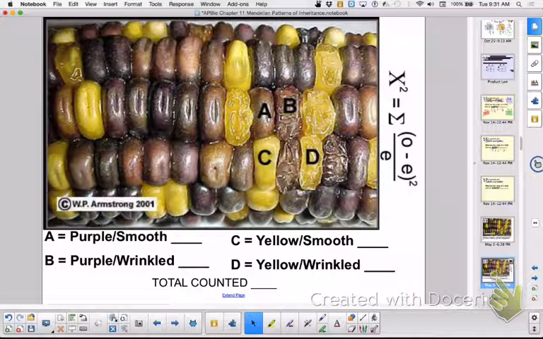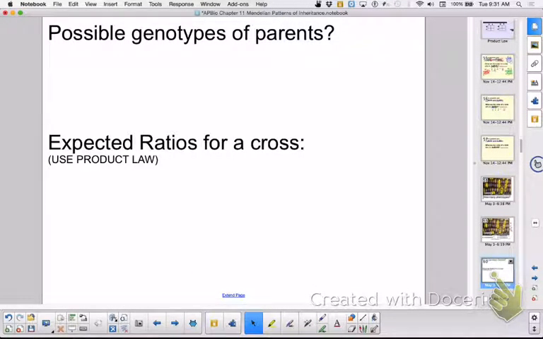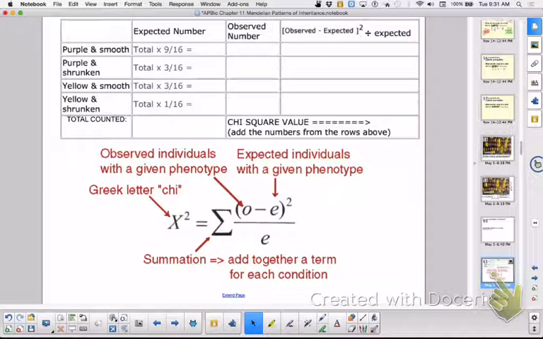If you have 4 different phenotypes, how many degrees of freedom do you have? 3. 3 degrees of freedom. And then you would say, is it within a reasonable range or is it unreasonable? Do I need to consider another hypothesis for how that would turn out? That's what I would expect you to be able to do. Do the expected and the results and then work it out just like this.